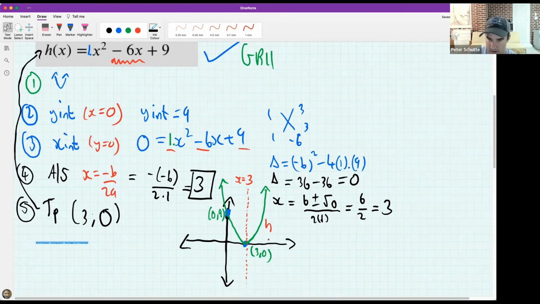Now, we need to do this a couple of times. You can't just do it once. But what I want to say to you is I've given you a 5-step plan. The 5-step plan, the first 3, well, the x-intercept and the y-intercept are an absolute given.